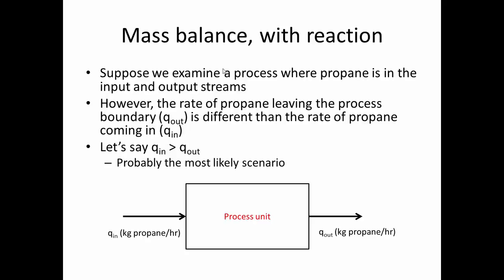But suppose we have a mass balance that involves some kind of reaction. We examine a process where propane is the input and output stream. So we have Q in for propane and Q out for propane. The rate of propane leaving the process boundary, Q out, is different this time than the rate of propane coming in. Let's say, and this would make the most sense, that Q in is greater than Q out. That would probably be the most likely scenario.